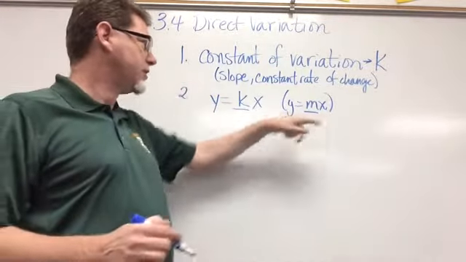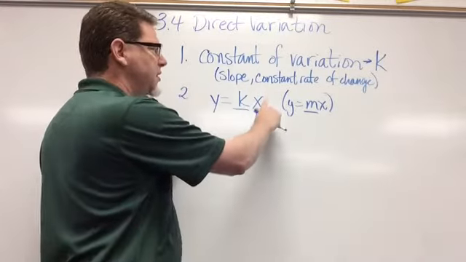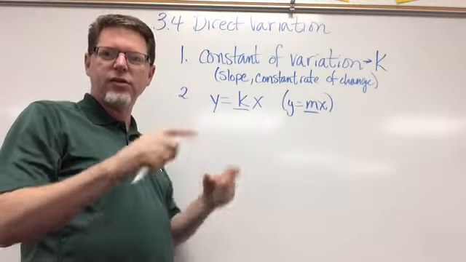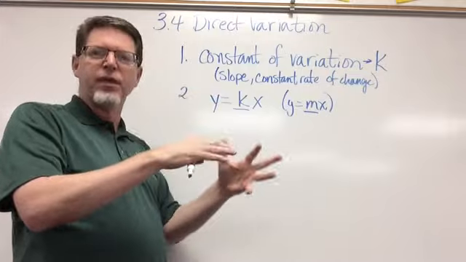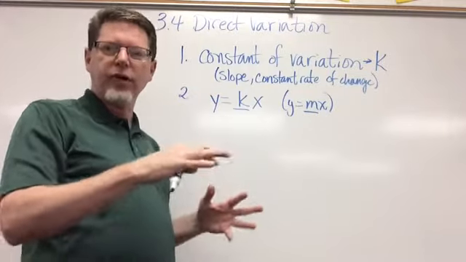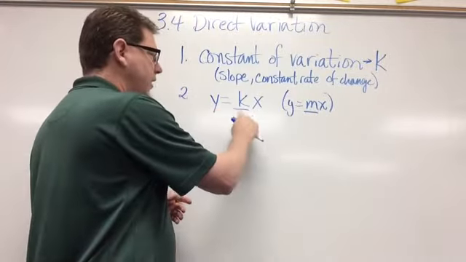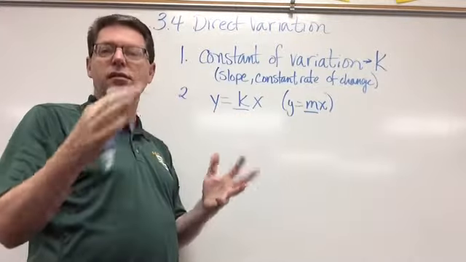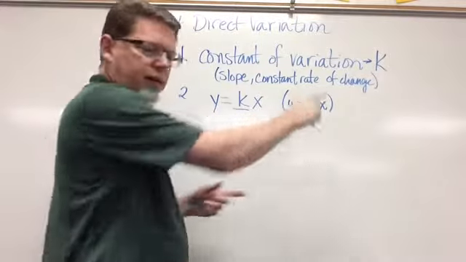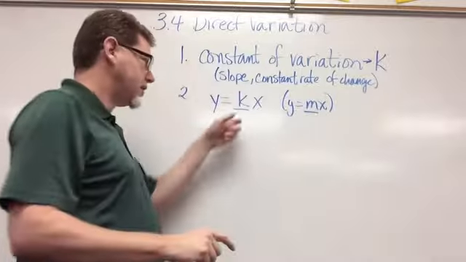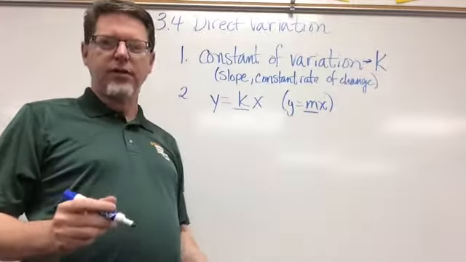Notice that with direct variation, y equals kx, there's nothing that comes after the x. There's no plus 7 or minus 3 or minus 5 or whatever. It's just y, k, and an x. No constant number out here, okay? So y equals kx. Constant of variation, slope, exactly the same thing.